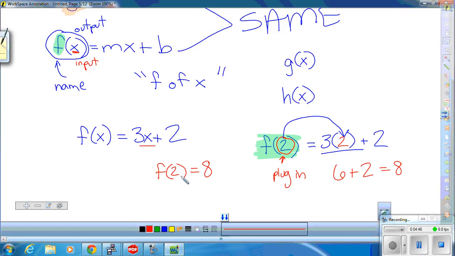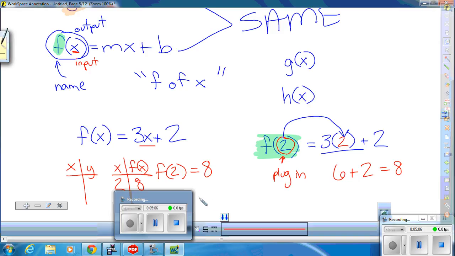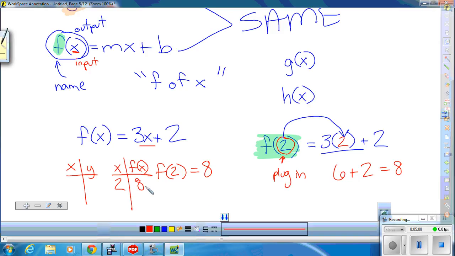The way this boils down is you will start to see, instead of having an XY table, sometimes on papers you may see an X, f of x table. Because again, this is the input, this is the output. What is it going to be? So when we plugged in 2, we got 8. And so that is our input and output.